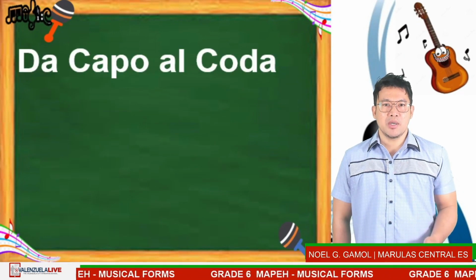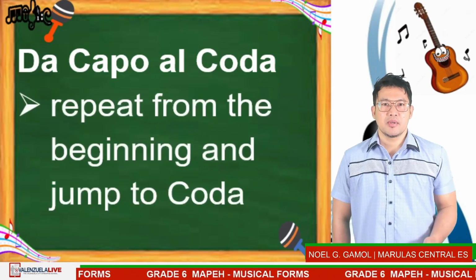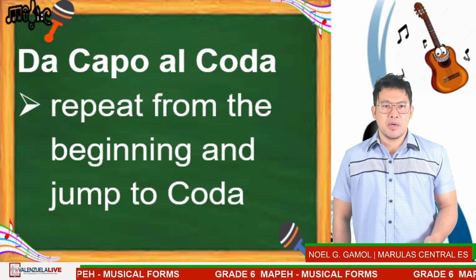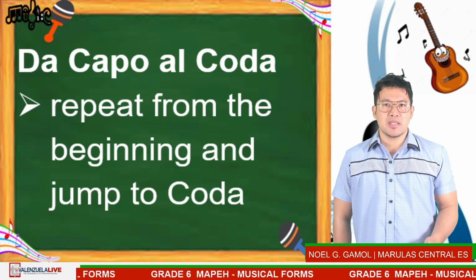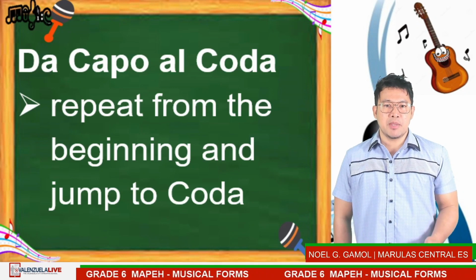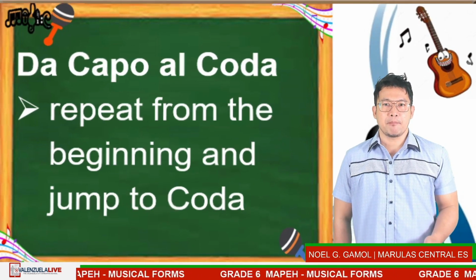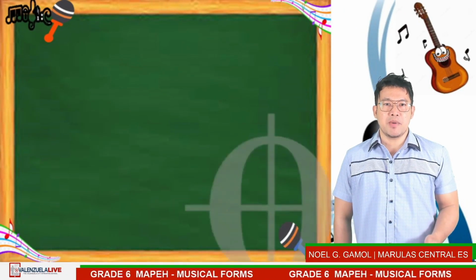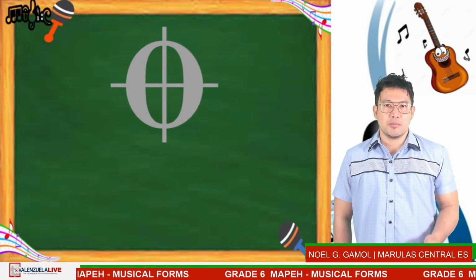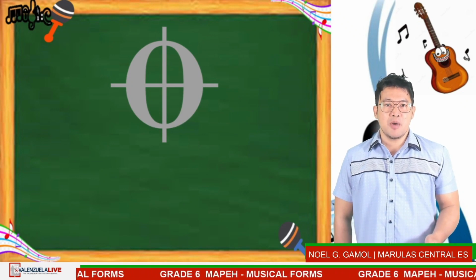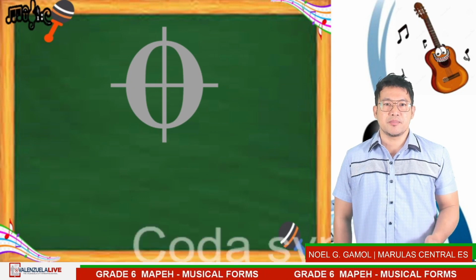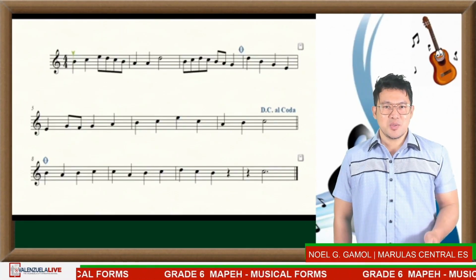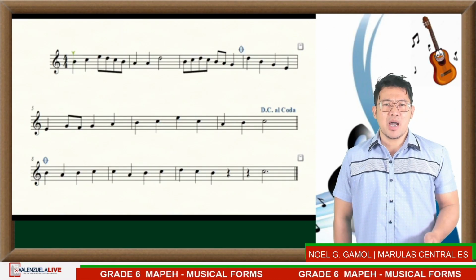The da capo al coda is similar to the da capo phrase we have discussed. Remember that da capo can be abbreviated as DC. It means to repeat from the beginning and jump to coda. You are to look for the symbols as you repeat the passage and jump to the same symbol, which is often located at the end of the piece. Let us watch this short clip to show how the da capo al coda works.